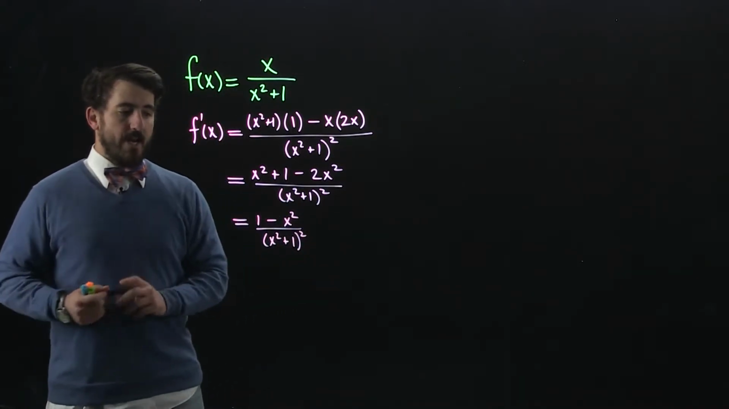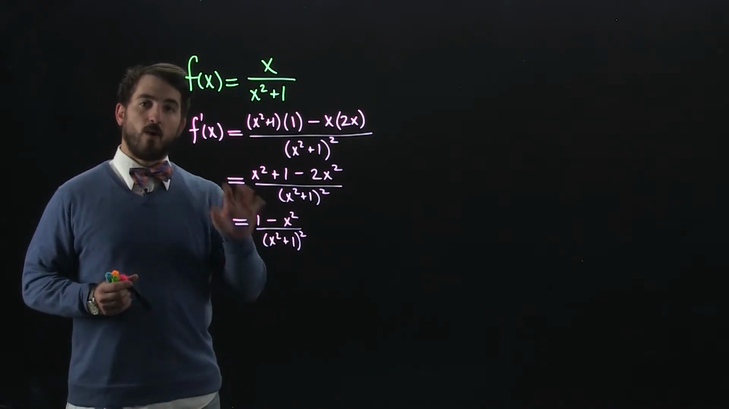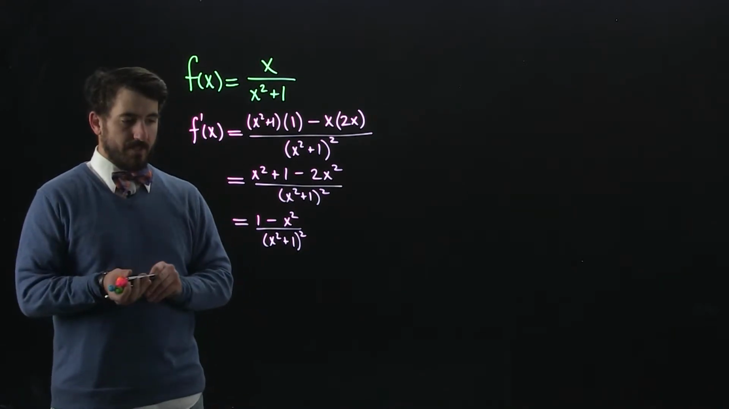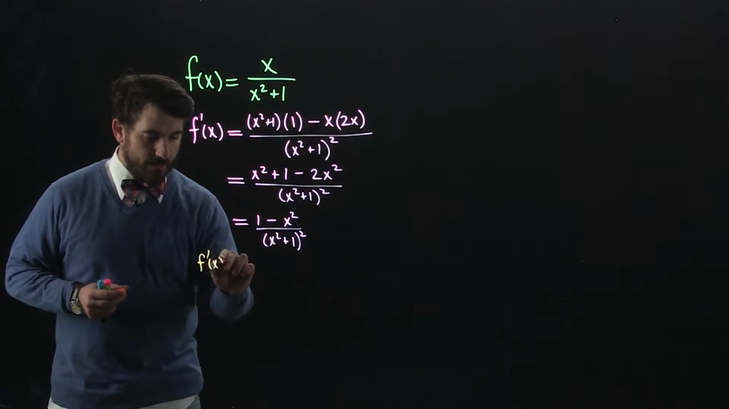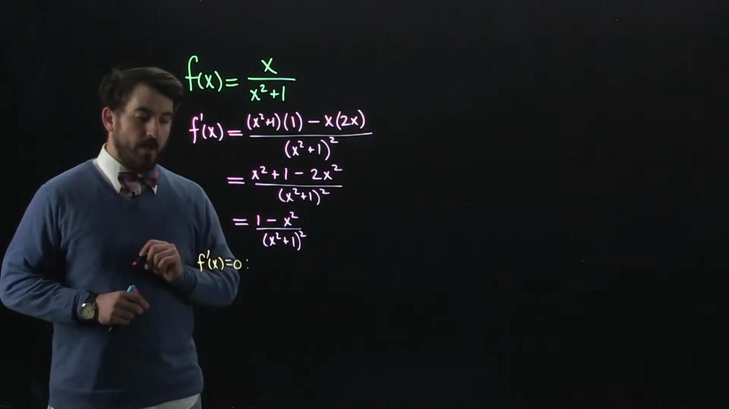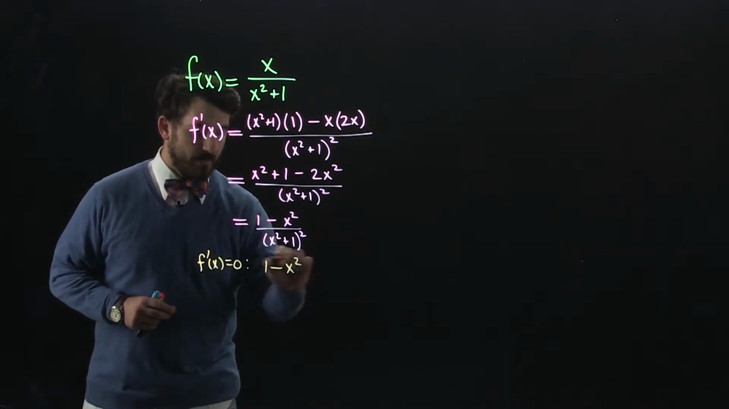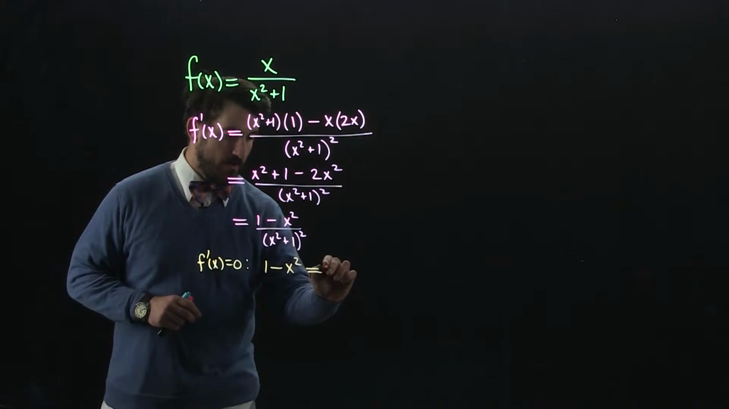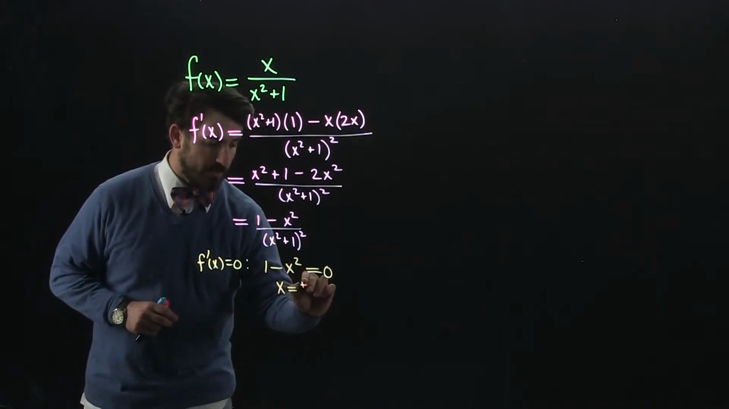So now that I have my derivative, I'm going to first identify when this equals 0. So we're going to solve f prime of x equals 0. Now that's the same as setting the numerator equal to 0. We want to know, when does the numerator equal 0? Well, that's going to happen when x equals plus or minus 1.